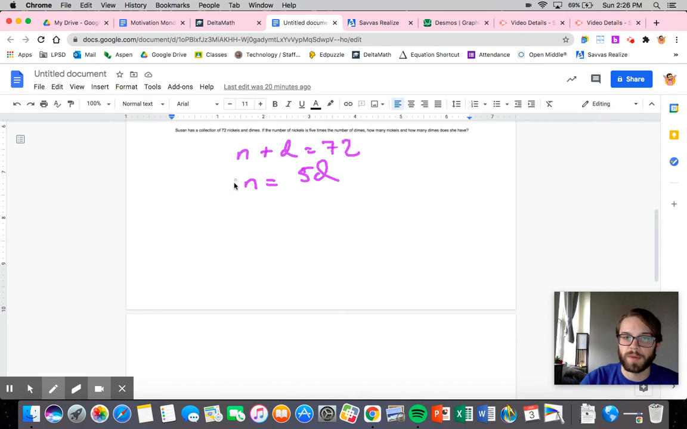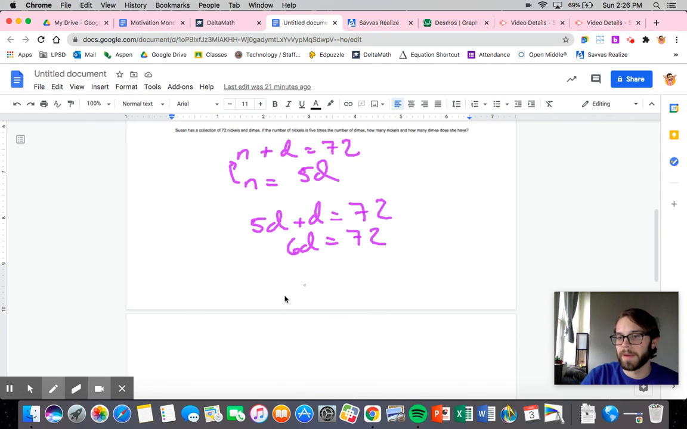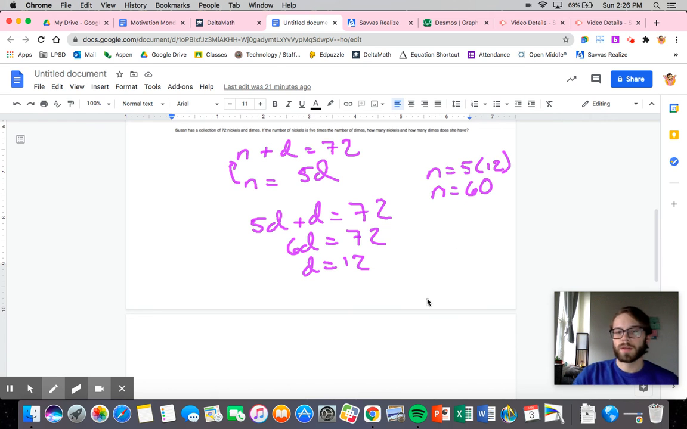Well, that's simple enough. We can easily just substitute this in here. So I say 5D plus D is equal to 72. So 6 times the number of dimes equals 72. Well, what is 72 divided by 6? Well, that is just 12, right? So she has 12 dimes. And what does that mean? Well, her number of nickels is equal to 5 times her number of dimes. So that means nickels is equal to 5 times 12. So her nickels is equal to 60. So she has 60 nickels and 12 dimes.